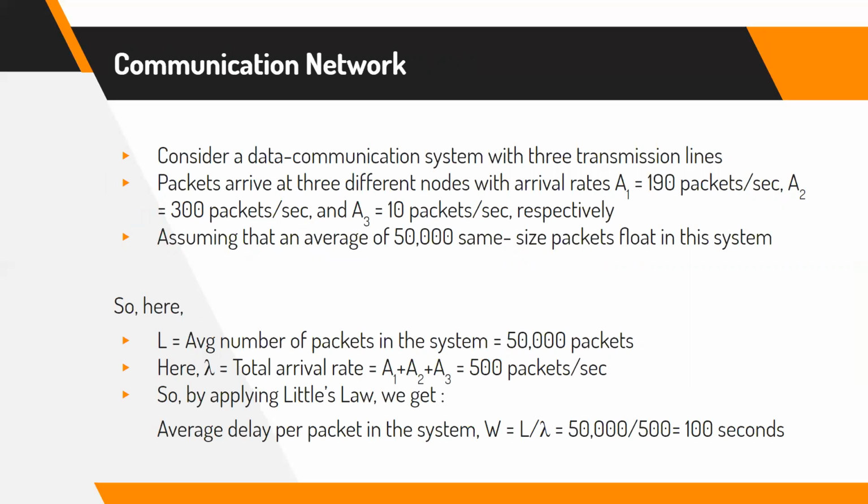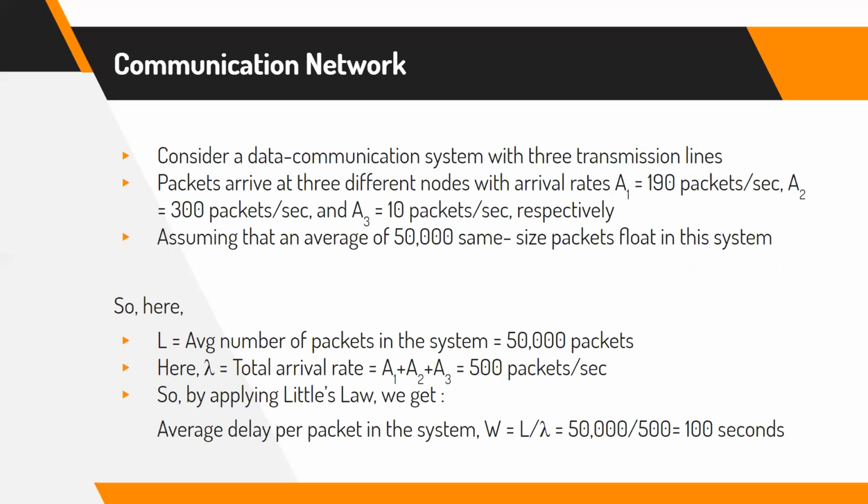Suppose we have a data communication system with three transmission lines, or you can say three routers. We are given that the packets arrive at the three different nodes with different arrival rates, let's say 190 packets per second, 300 packets per second, and 10 packets per second. We are also given that there are about 50,000 same-sized packets floating in this system. Now we want to find the average delay per packet in the system.